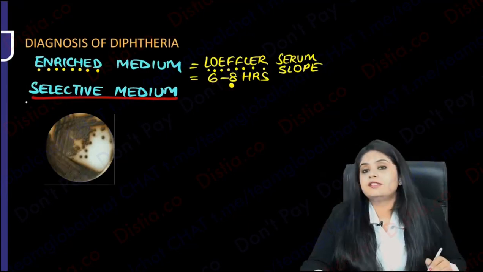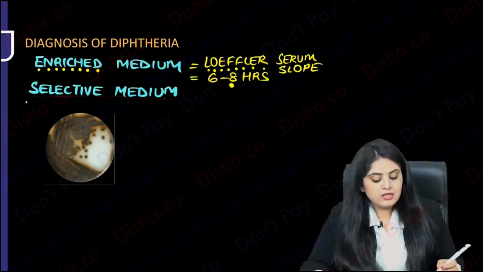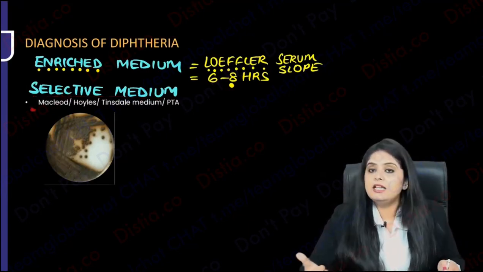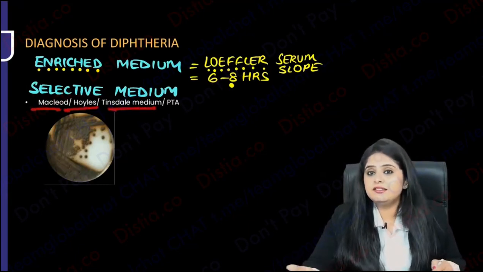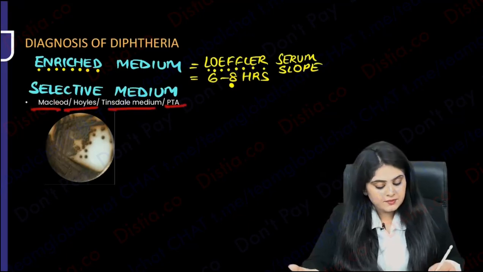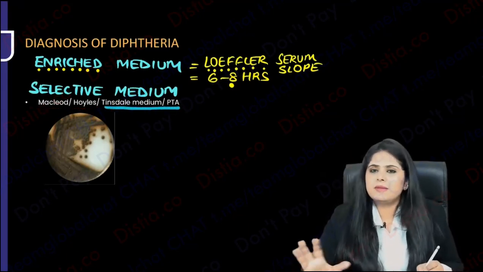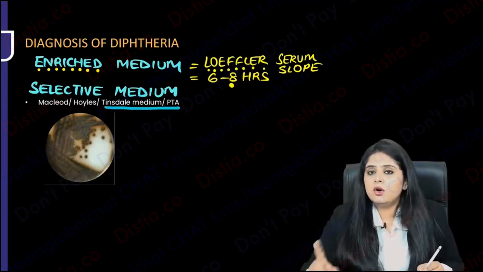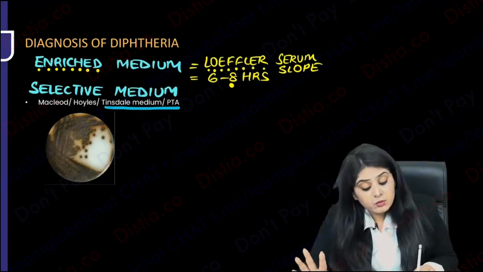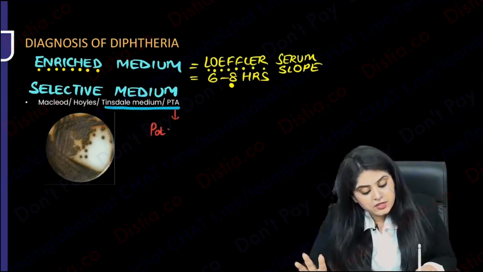But if I talk about selective media, firstly, there's a long list. There is McLeod media, Hoyle's media, Tinsdale media, and PTA. Maximum chances of getting a question are these two. They all mean the same, minor variations. Just note Hoyle's, McLeod, Tinsdale, PTA. What is PTA? PTA stands for potassium tellurite agar.